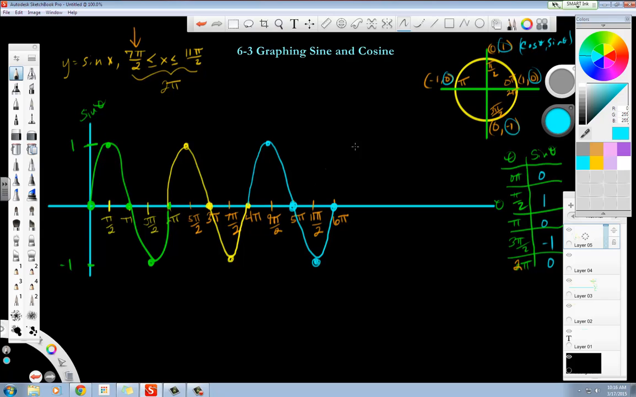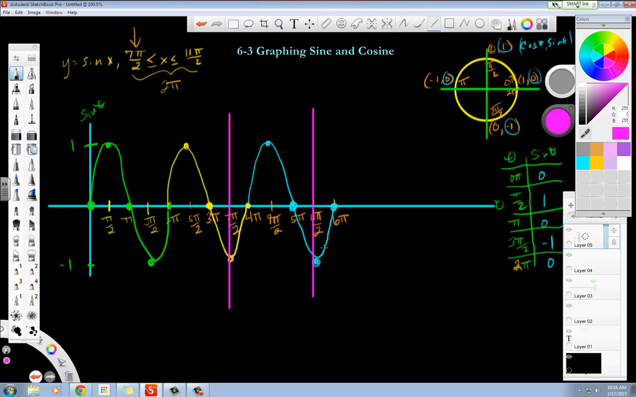But what we need to do is to divide this off, which I'm going to do. 7 pi over 2. So I'm going to make a big old bold line right down through there like that. There's 7 pi over 2. And here is 11 pi over 2. Boom. So this is what we are interested in.